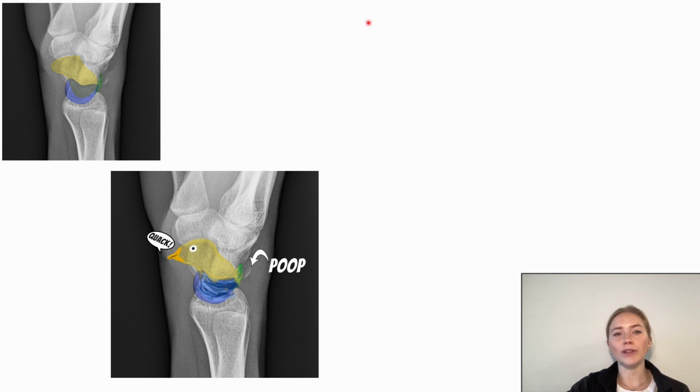This is only relevant when there's an avulsion fracture as opposed to a transverse fracture or other types, but is also a good way to identify the scaphoid on lateral view. So if you're just looking for the scaphoid when you're looking at a lateral view of an x-ray, you can always remember it as the main body of that duck.